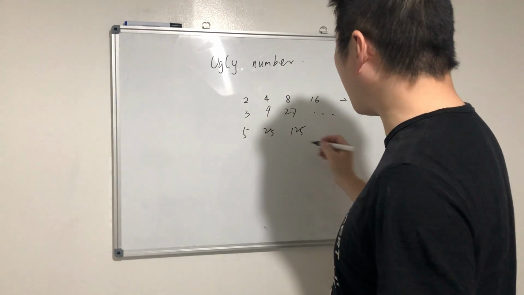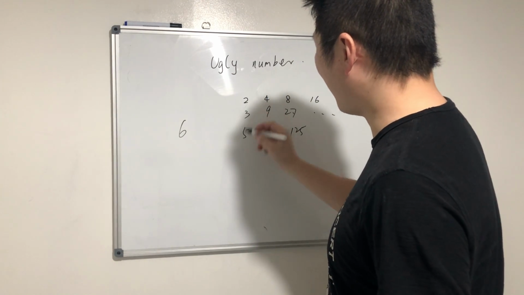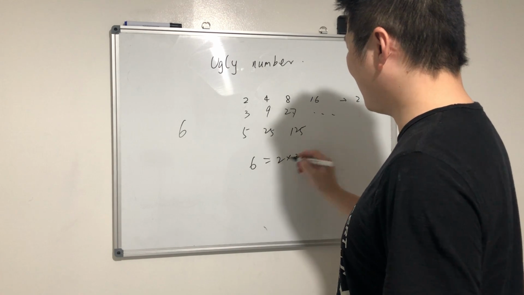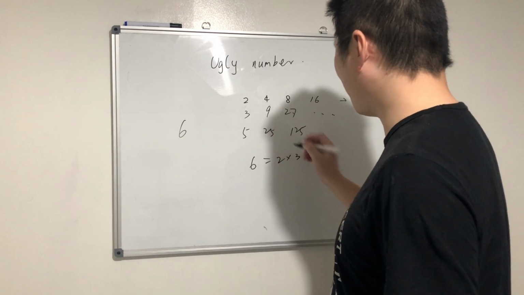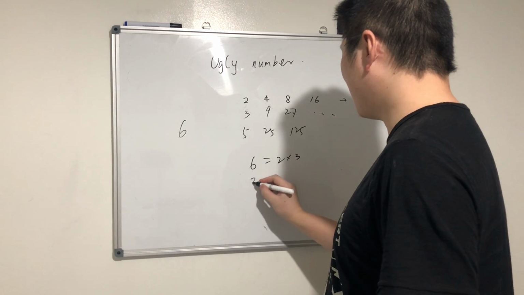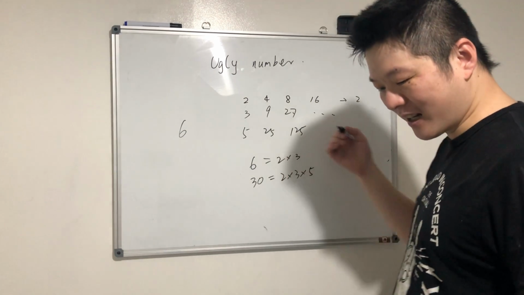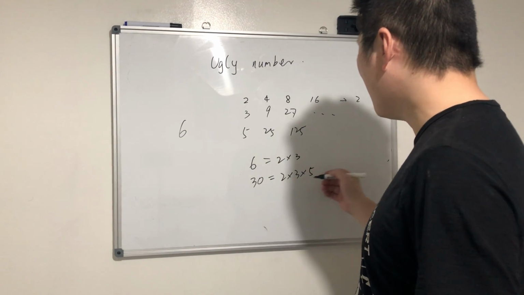But 6 is also ugly, right? Because 6 equals 2 times 3, and it only has 2, 3, or 5. Also, for example, 30 equals 2 times 3 times 5. Okay, ugly.